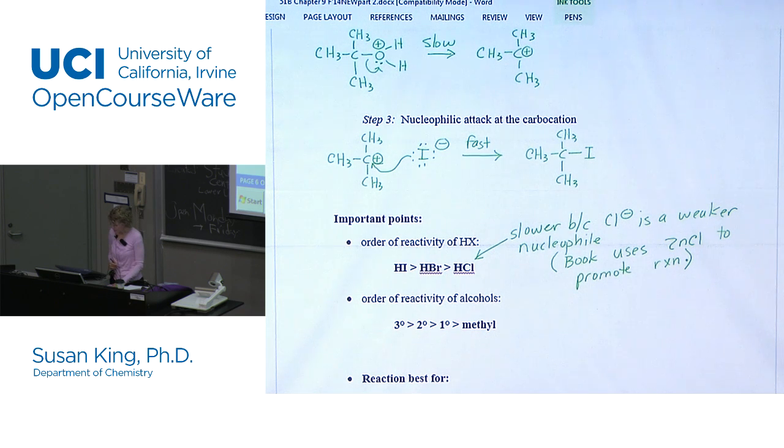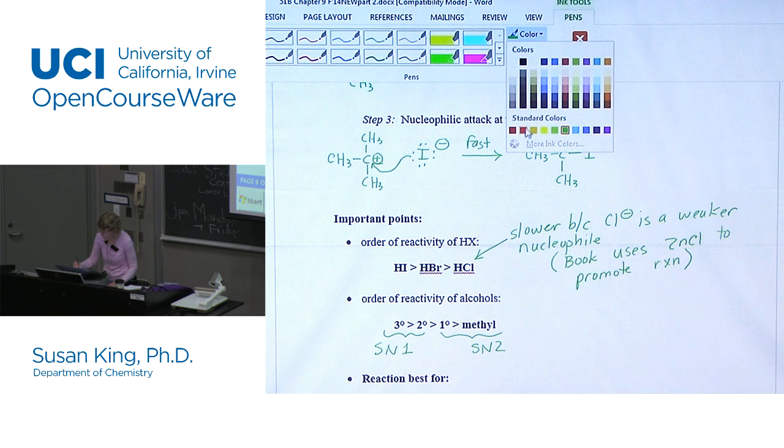All right, so order of reactivity for alcohols. Tertiary is faster than secondary, is faster than primary, is faster than methyl. Okay, so these guys undergo SN2. These guys undergo SN1. So what that's saying is that for a secondary alcohol, it's faster to make a carbocation than it is to undergo backside attack. It is much faster for a secondary alcohol to make a carbocation. Maybe a little surprising, but that's really what that is telling us.